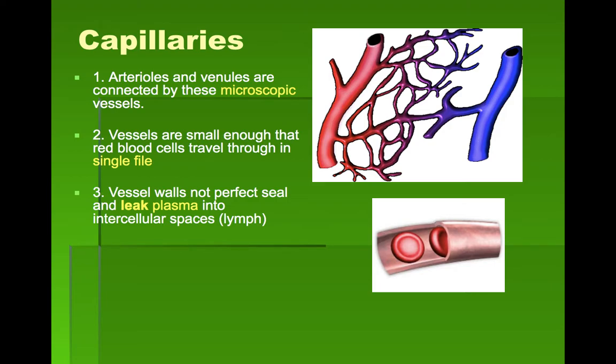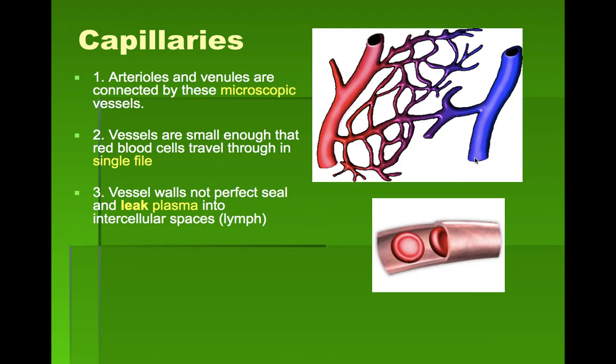All right, arterioles and venules. Arterioles are kind of the smaller ones next to the arteries. Venules are the smaller ones next to the veins. And then what connects those two are even smaller ones called capillaries. So arterioles and venules are connected by these microscopic vessels. So you've got artery, arterioles, capillaries, venules, vein.